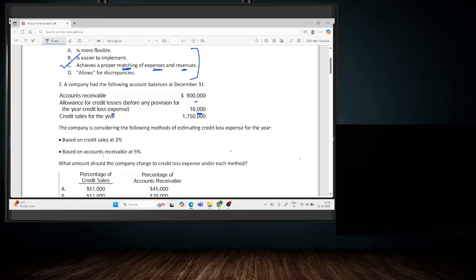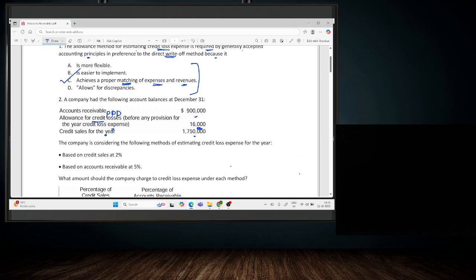Allowance for credit losses, 16,000. Now one more important thing: this allowance for credit loss is nothing but the provision for doubtful debts. The other name for provision for doubtful debts is allowance for credit losses. Okay, credit sales for the year are 17,50,000.